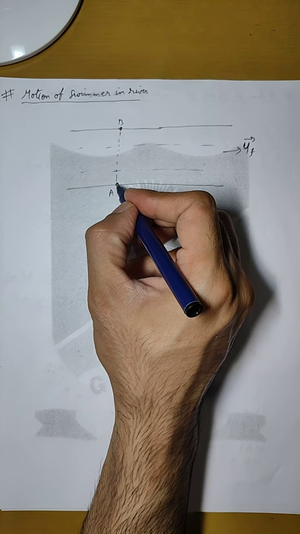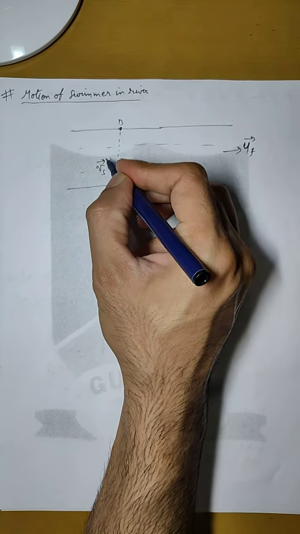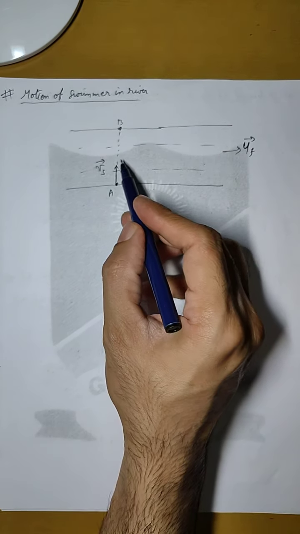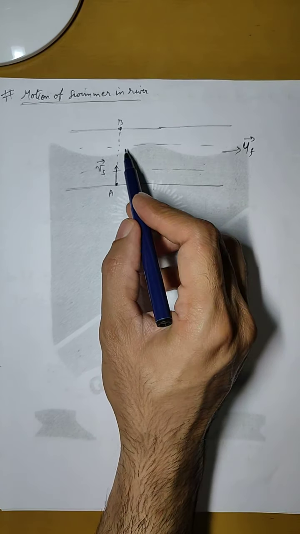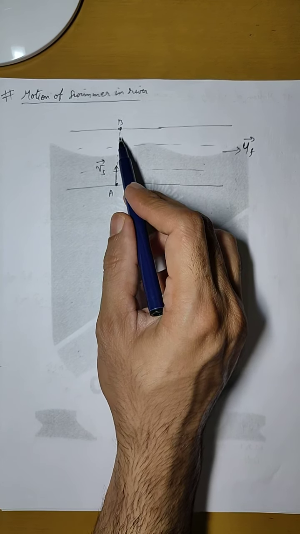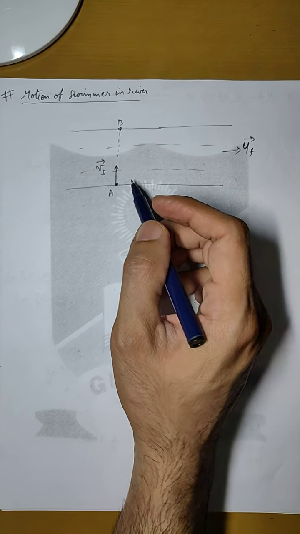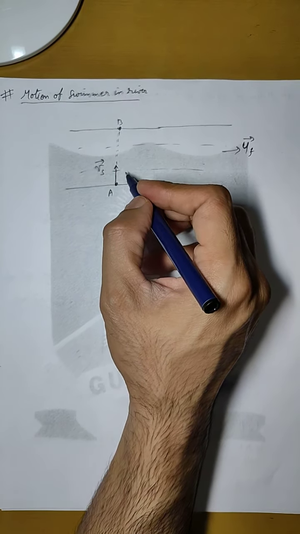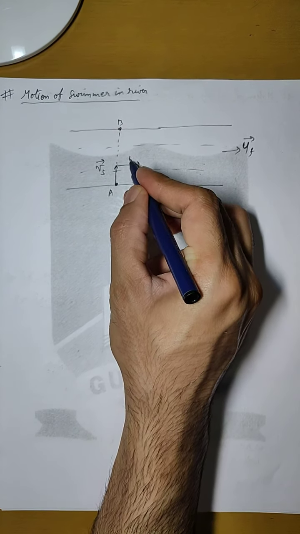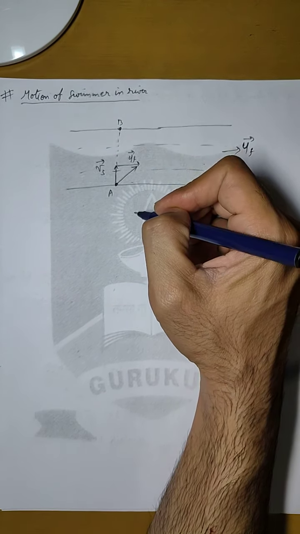So let us say that the swimmer starts swimming in the direction of B with a velocity, say Vs. So Vs is the velocity of the swimmer, and he wants to go from A to B. But because of the flow of the river, the net velocity of the swimmer will not be in the perpendicular direction, it will be somewhere in this direction. To calculate it, the net velocity with respect to ground can be calculated just like we did in the previous video. If this is Vs and this is Uf, then the net velocity will be given by this vector.